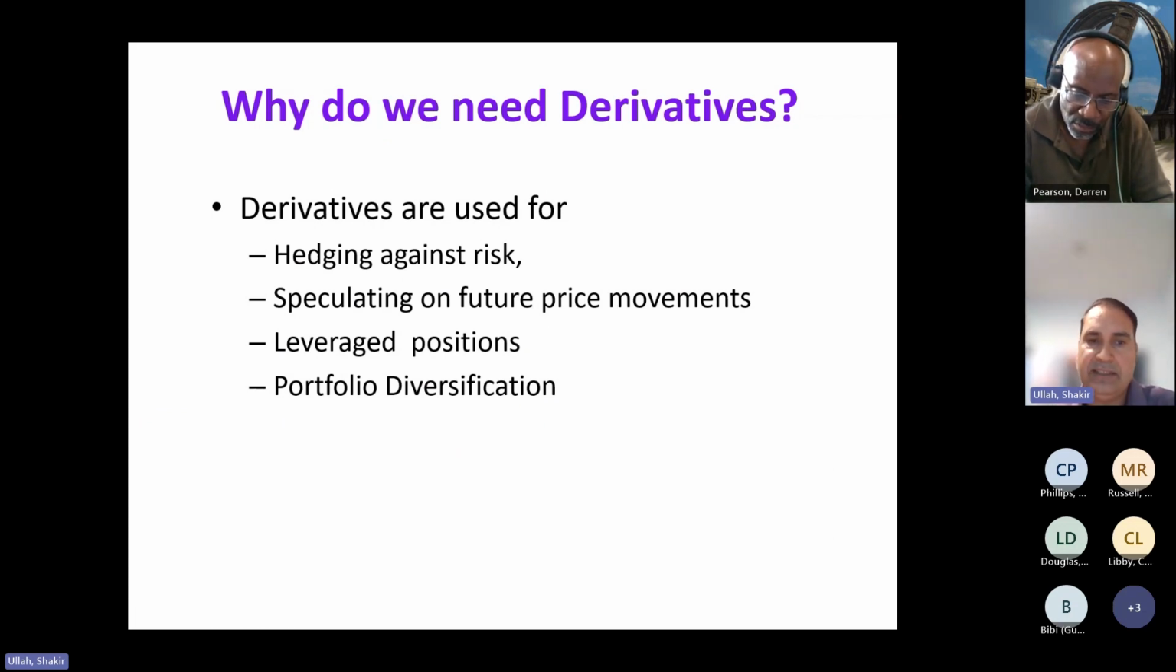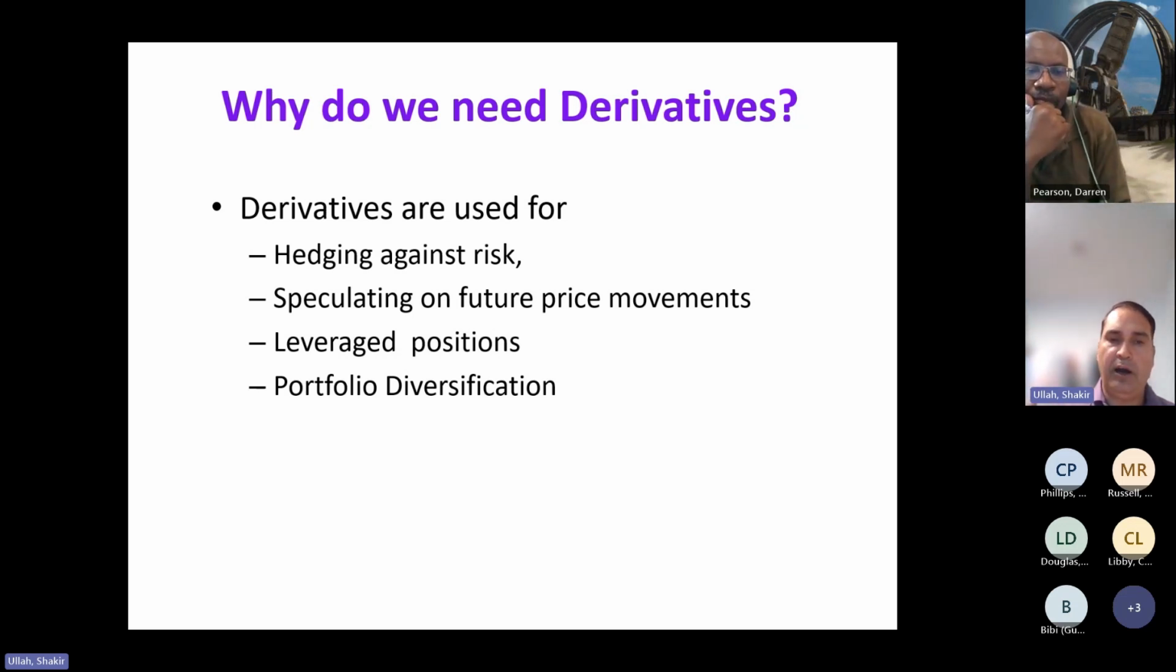So speculators use it for expected future price movements. Okay, we can also have a leveraged position. We'll be talking about this later on when we talk about futures and options. But what we have here is that when you do derivatives trading, you can buy a big amount of the derivative instruments with little of your own investment.